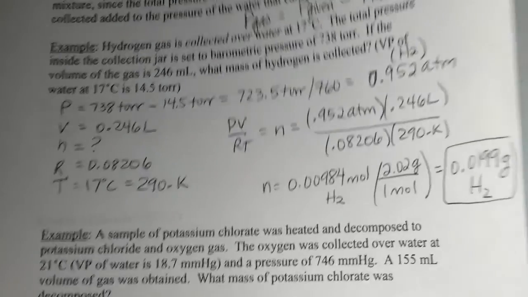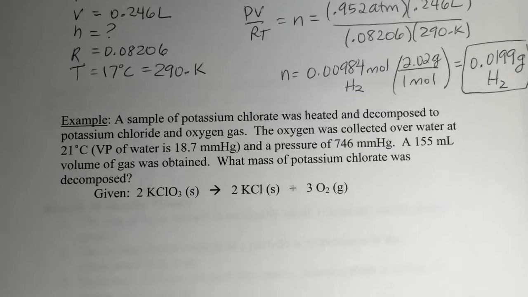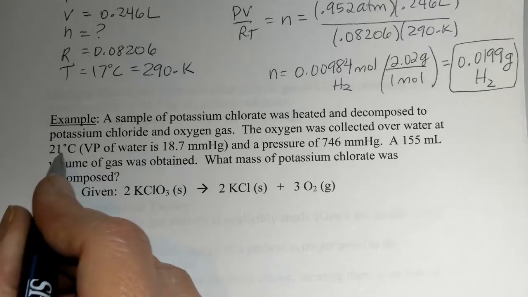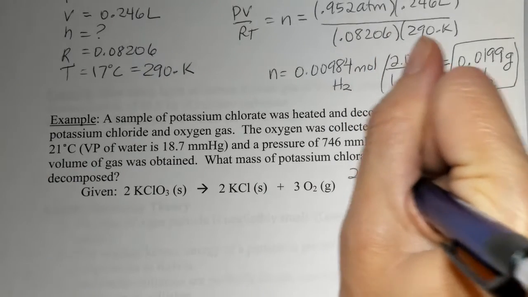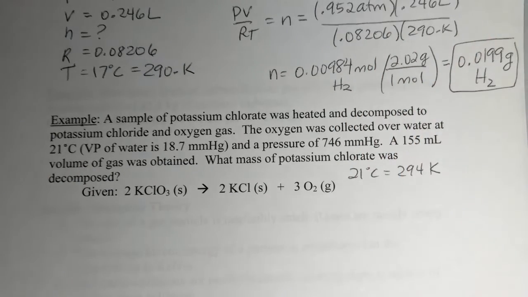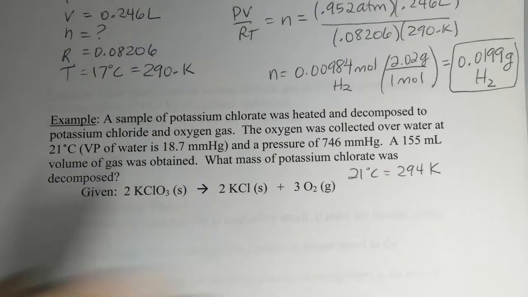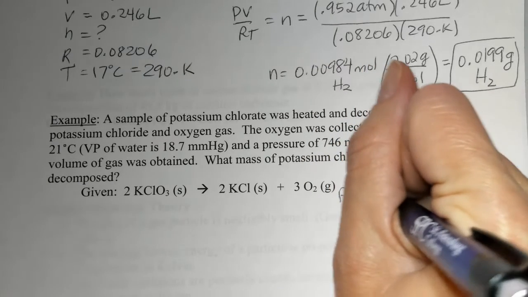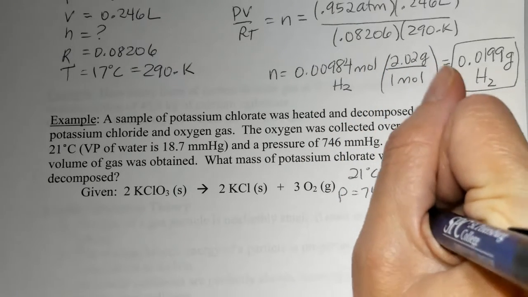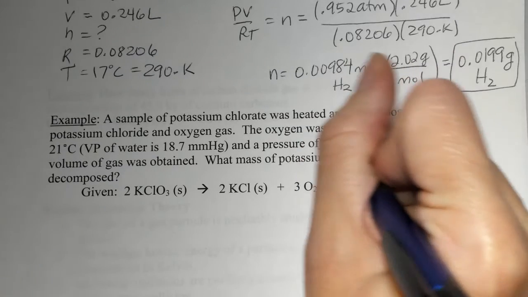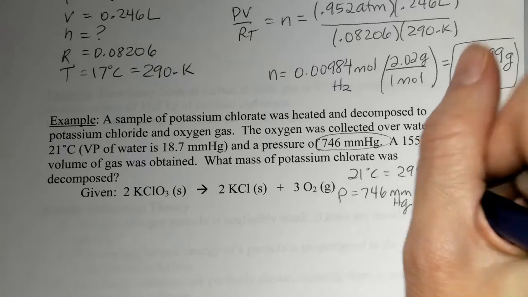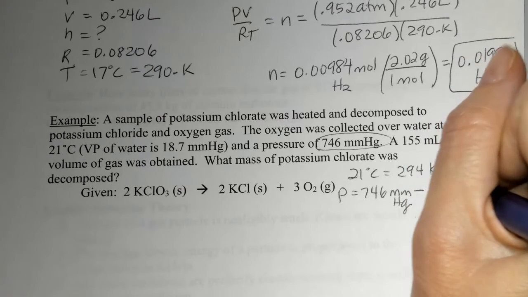We're going to take potassium chlorate, KClO3. We're going to decompose it, which produces oxygen gas. The oxygen we're going to collect over water. We're at 21 degrees Celsius, so I'm going to go ahead and just convert that to Kelvin. And we know the vapor pressure of water is 18.7. And we start with a pressure in the room of 746 millimeters of mercury. But again, that's going to be a pressure of the oxygen and the water that's trapped inside. So we're going to subtract that pressure due to water.